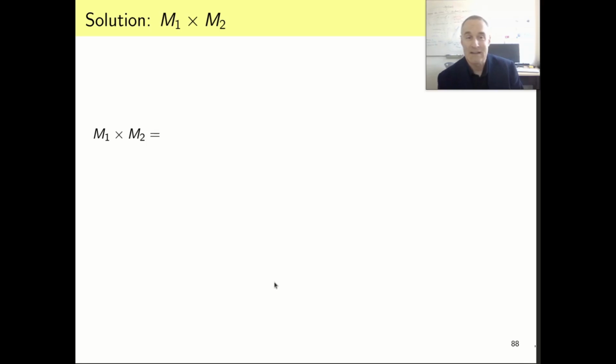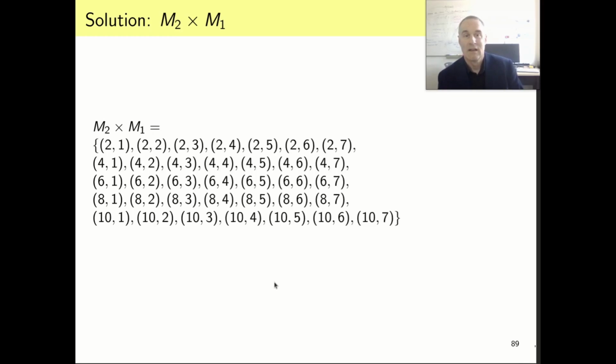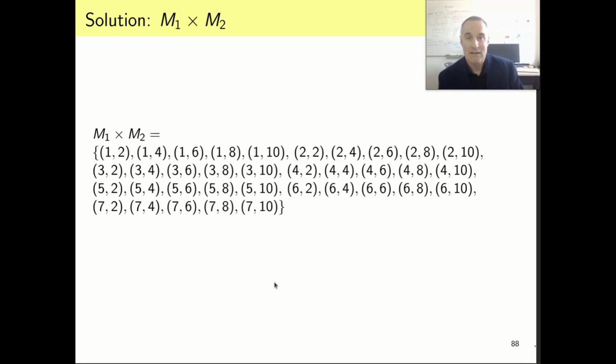If you look at the Cartesian product of sets 1 and 2, it's the numbers from 1 to 7 and the numbers from 2 to 10 that are even. Again, it's all possibilities and tuples of length 2. If you do it the other way around, you get the following.